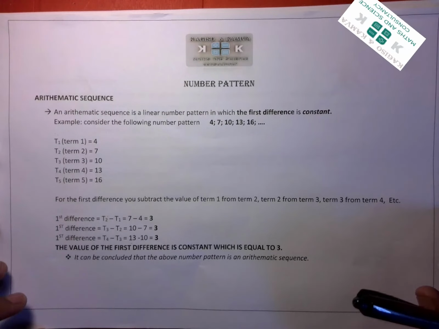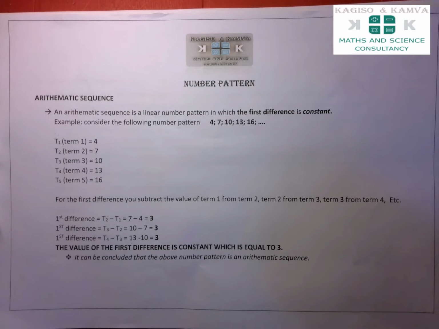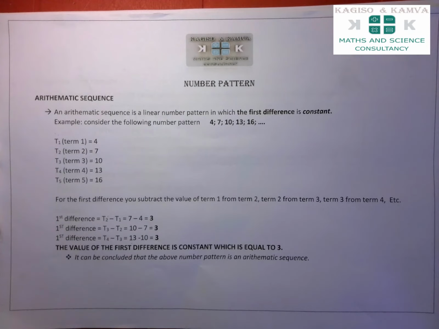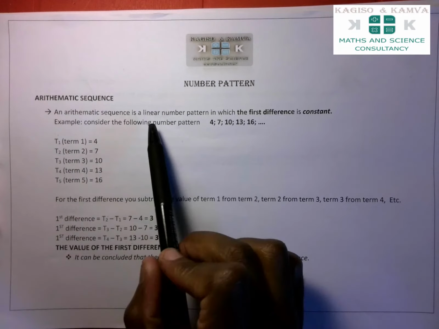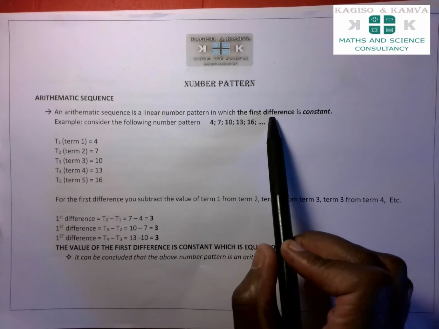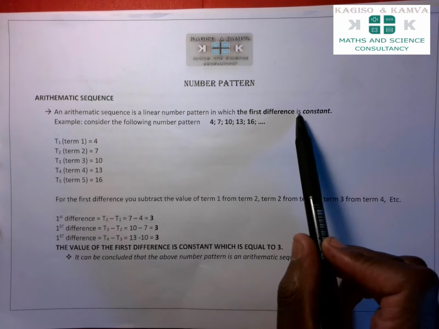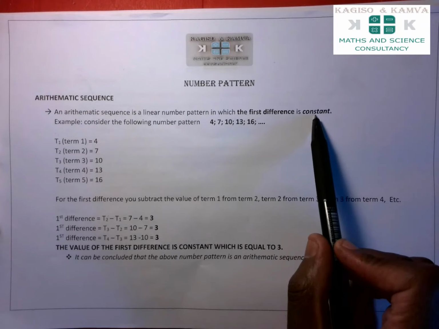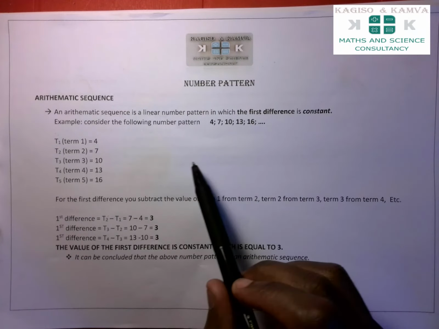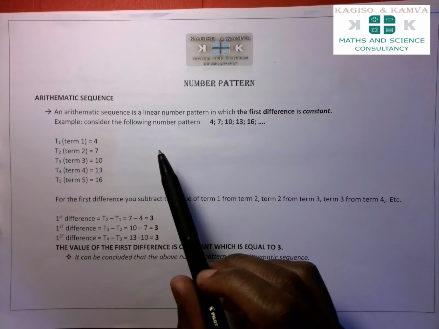Now let us do the arithmetic sequence. An arithmetic sequence is a linear number pattern in which the first difference is constant. The first difference is constant. Now, I know we are familiar with a linear number pattern, which we covered in grade 11.